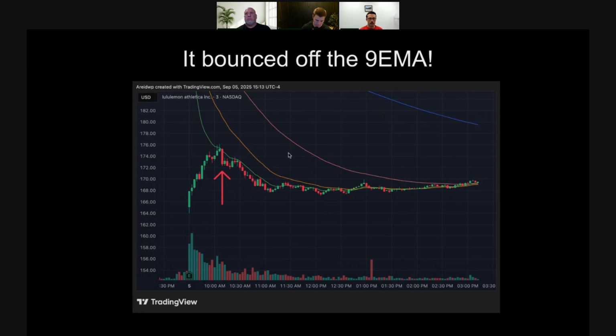It also establishes resistance, just like on Lulu today. It bounced off the 9 EMA. That was a clear resistance line. Even as price dipped lower, that resistance line moved lower with the price, and it still refused to bounce over it for the length and duration of the trade we took on Lulu. Does that make sense to everyone?